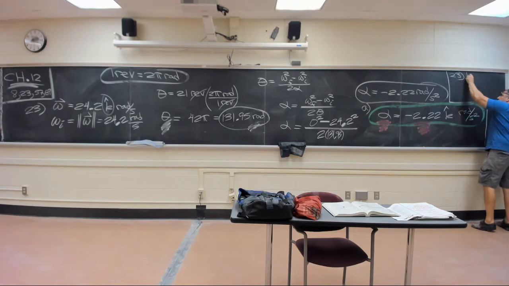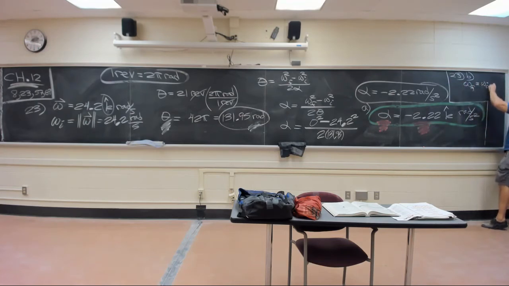For 23B, how long does it take to stop? I'll tell you what. Why don't you bring omega sub f to 0? You started with an omega sub I, you've got an acceleration, and you got a time. Wait a minute, this is starting to look kind of familiar. Let me subtract omega sub I on each side, and then divide by alpha. T is going to equal omega sub f minus omega sub I over alpha.